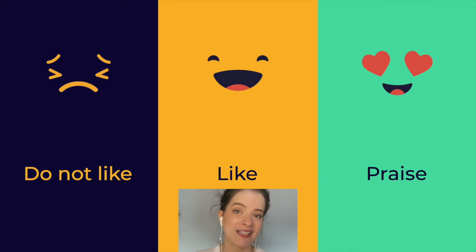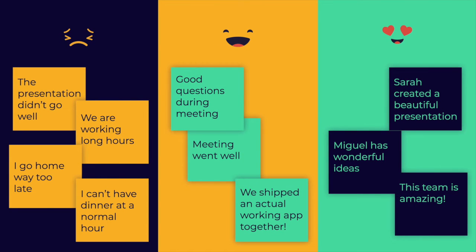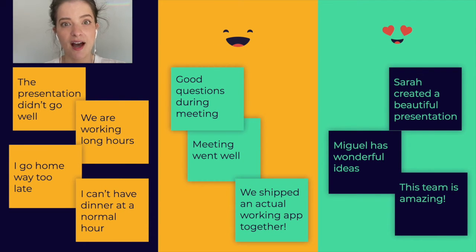And sometimes you really need that, especially in a remote setting where it's hard to find out which value am I contributing actually. I will show you a couple of examples of what people could write down. In the do not like column, I wrote down the presentation didn't go well, we are working long hours, I go home way too late, I can't have dinner at a normal hour.